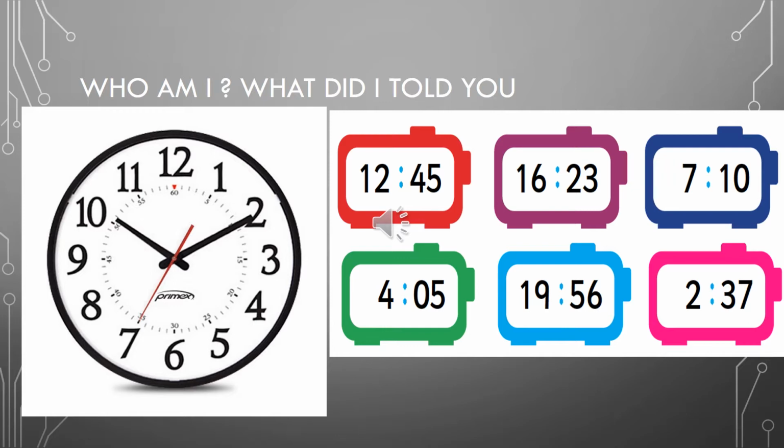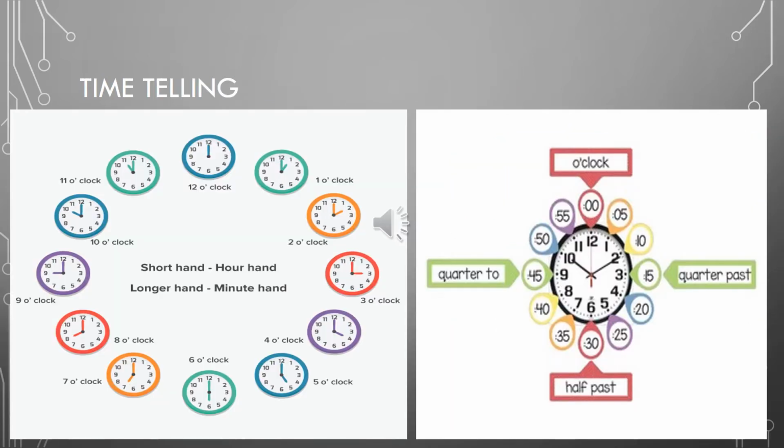Which type of clock is this? This is an analog clock. And which type of clock is this? This is a digital clock. This is an analog clock and this is a digital clock. And you can also watch the digital clock in your mobile. Okay? See these clocks.